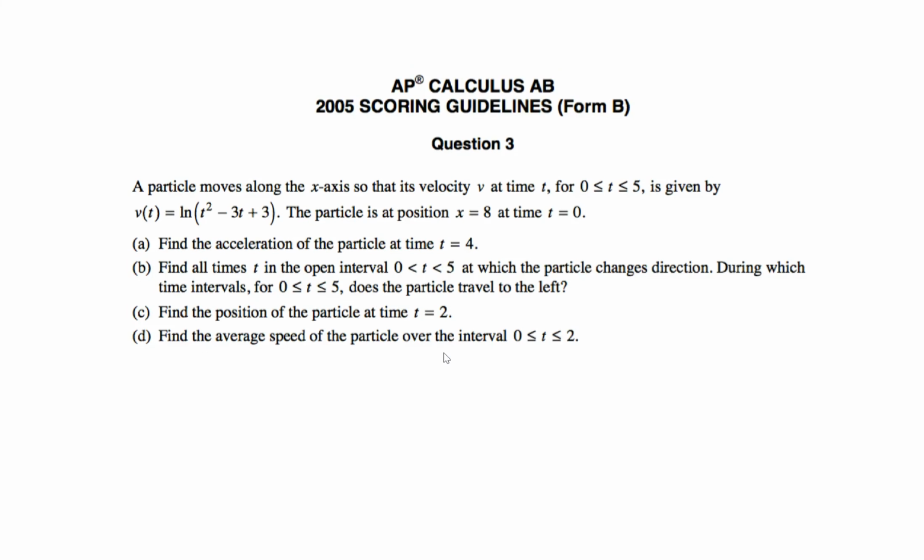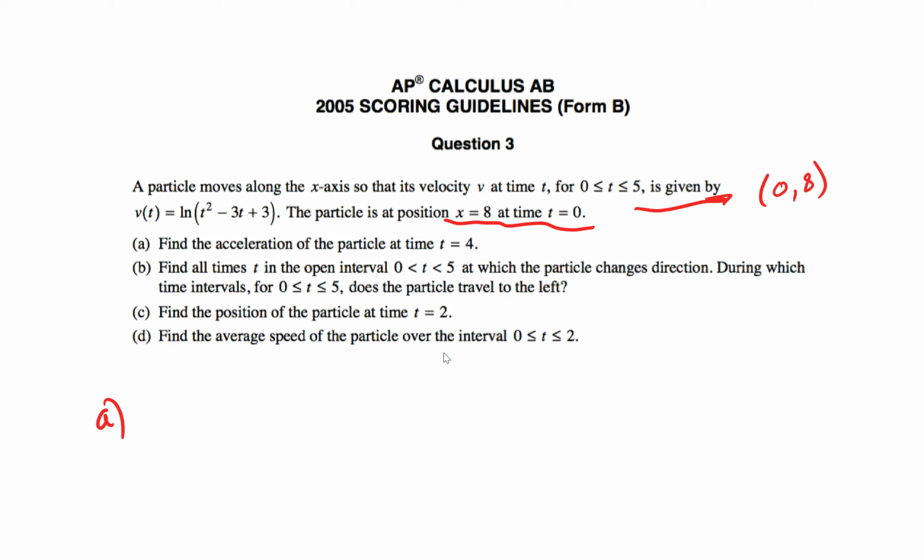So this one, again, they give you velocity one more time. They love to give you velocity. Particle moves on x, so the velocity is given by that. The particle position is x equals 8 at time 0. So they're using x as position in this case. So when I plug in 0, I get 8. That's its position. It starts at 8. Find the acceleration at time 4.